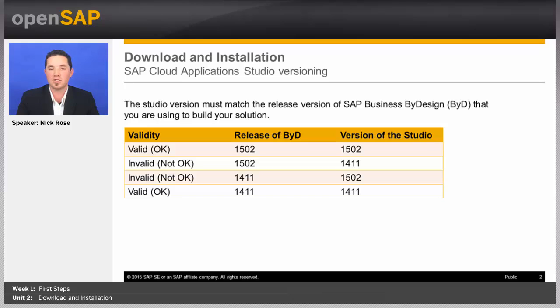You can always find the latest Studio build by going to the SAP Service Marketplace, which we'll see in a minute. The content that we build, though, I will say, is forward compatible. So that means that anything that we build in 1411 would automatically be ready for 1502 and so forth. There's a few key pieces against that which we'll talk about later.